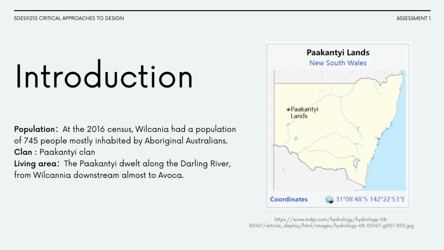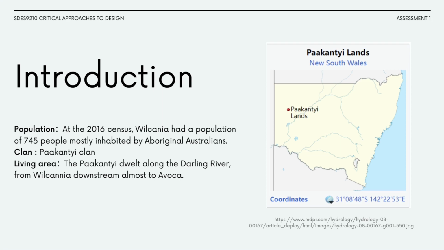Wilcannia had a population of 745 in the 2016 census, the majority of whom were Aboriginal Australians. The area lies in the traditional lands of the Barkandji people, who call the river Baaka. The name Wilcannia is said to be derived from an indigenous term for a gap in the bank where flood water escapes, or the wild dog. Neither meaning has been linguistically verified.